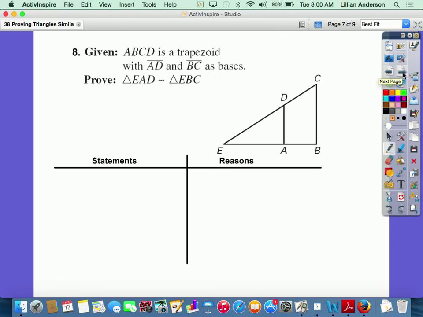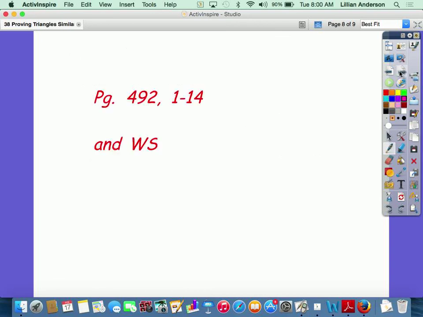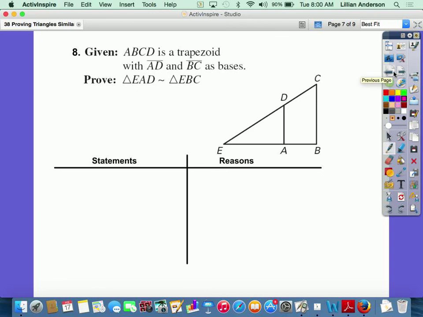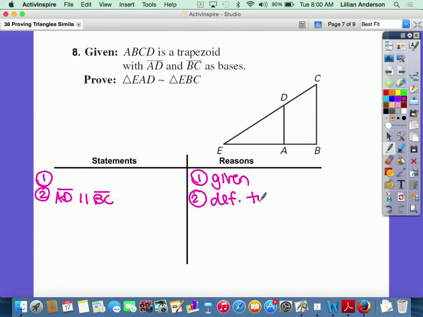Okay? And the last one, okay, this proof. I believe it's the last one, yeah. You're trying to prove that these two triangles are similar, okay? And you have your given statement, okay? We already know number 1 is our given. And since it's a trapezoid, we know that AD is parallel to BC. That is just your standard definition of a trapezoid, that one pair of sides are parallel, especially those two sides, since those are the bases.